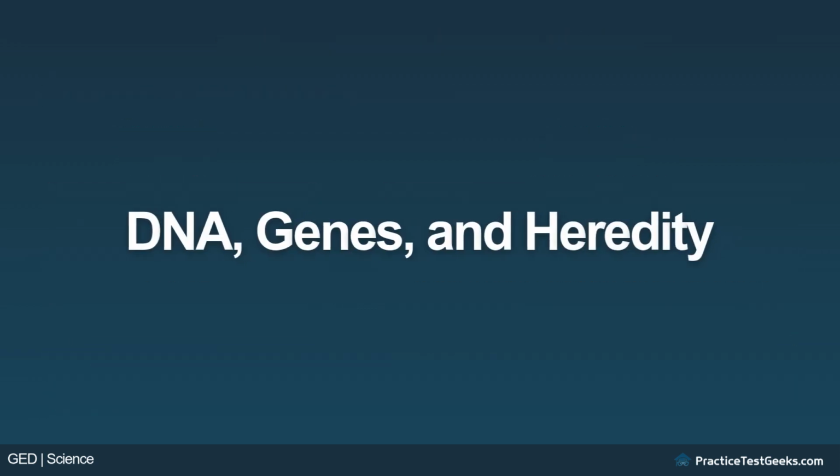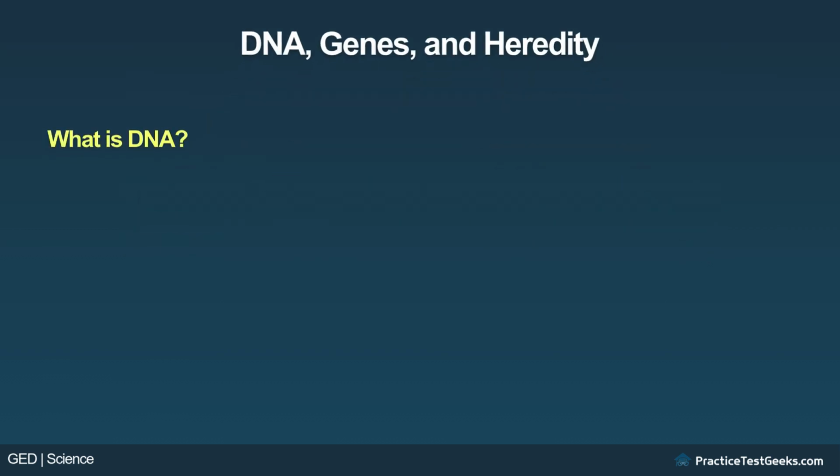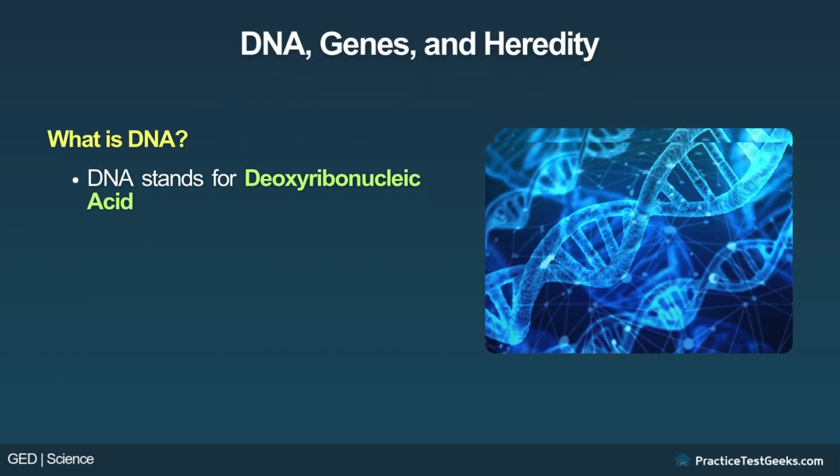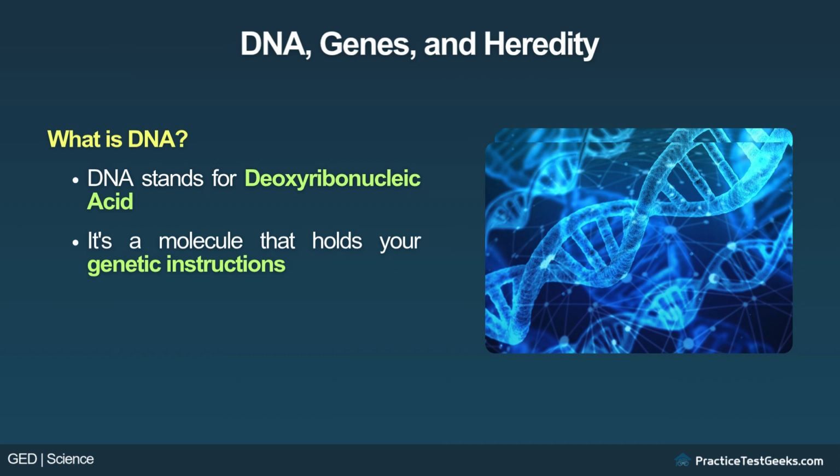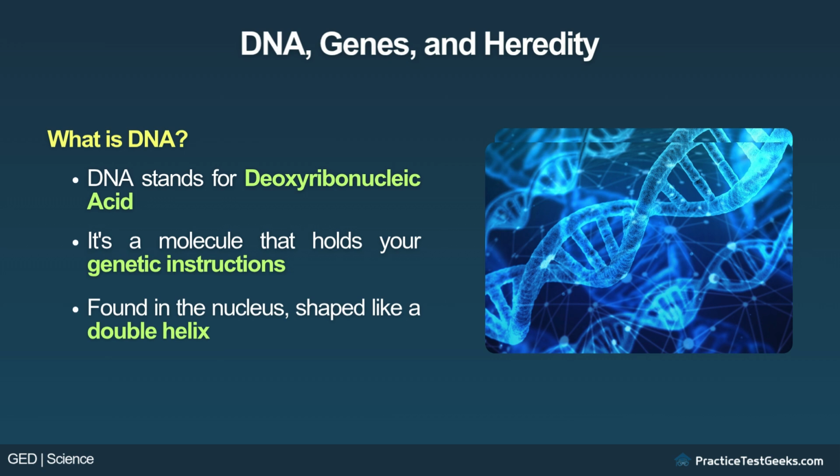Now that you know what cells are and how they work, let's take a closer look at what's inside the nucleus, specifically the material that carries your genetic information. What is DNA? To begin with, DNA stands for deoxyribonucleic acid. It's the molecule that holds the instructions for how every part of your body is built and maintained. You'll find DNA inside the nucleus of eukaryotic cells. Structurally, it's shaped like a twisted ladder, known as a double helix. This shape allows it to store and pass on a massive amount of information in a very compact form.